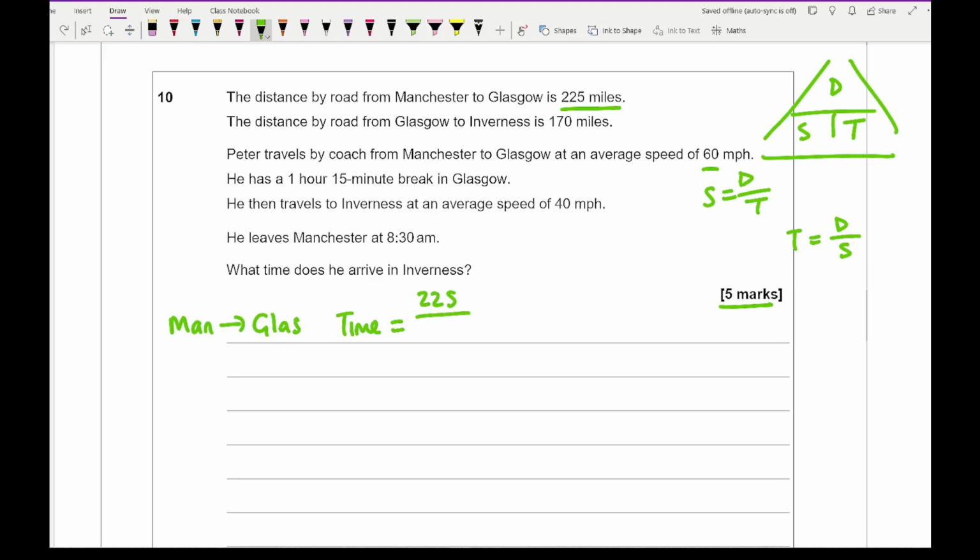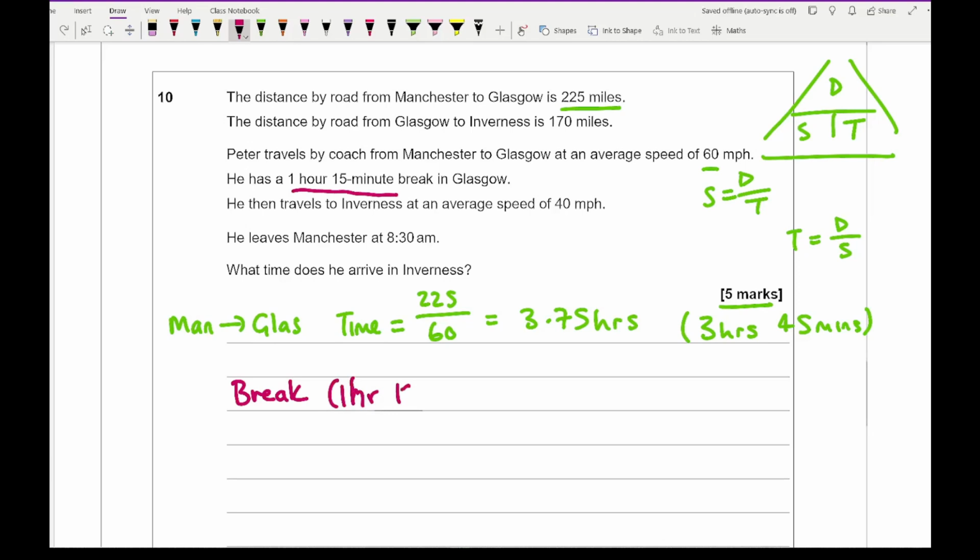And I divide that by 60. So that gives me an answer of 3.75 hours. Now I'm going to leave it as a decimal, but if I wanted to convert it into times, that's 3 hours and 45 minutes. Then he takes a break, and the break is for 1 hour 15 minutes. Now 1 hour 15 minutes in hours only is 1.25 hours.